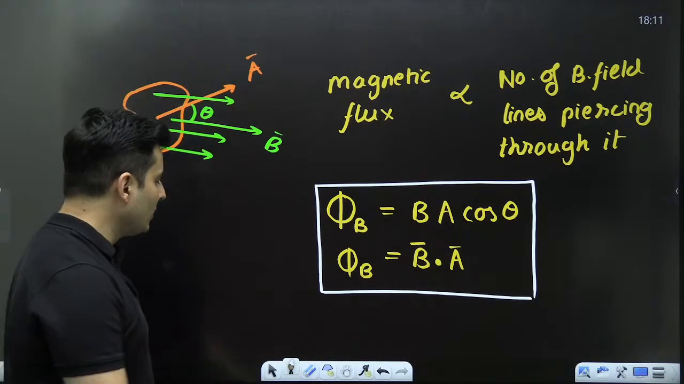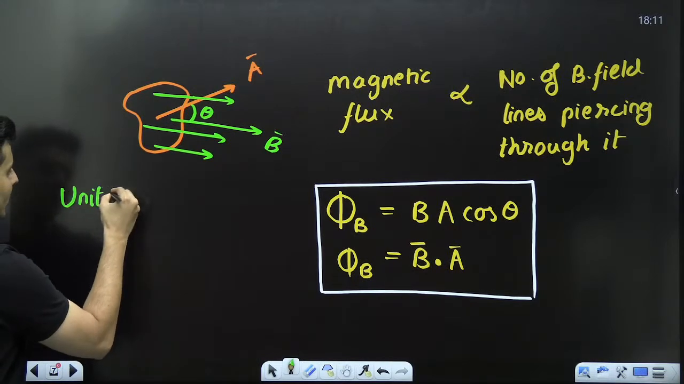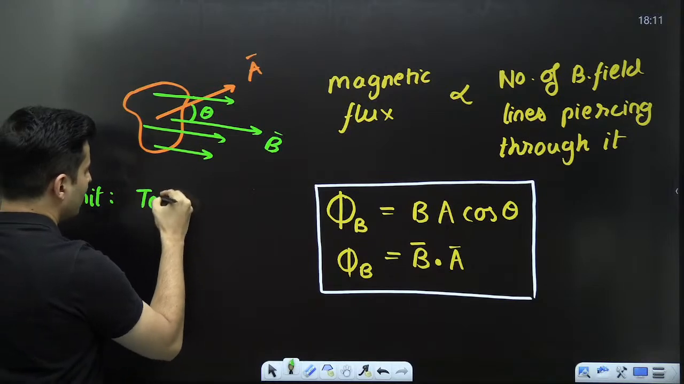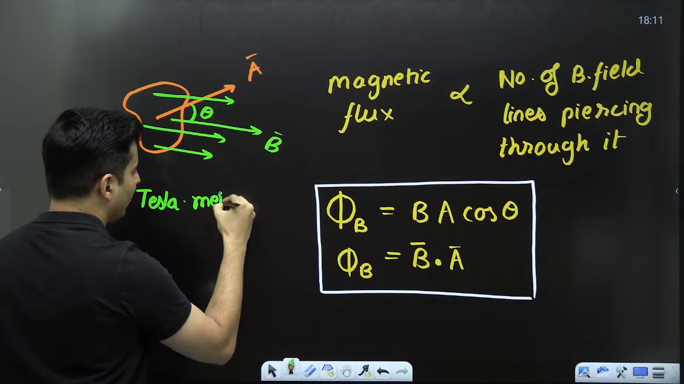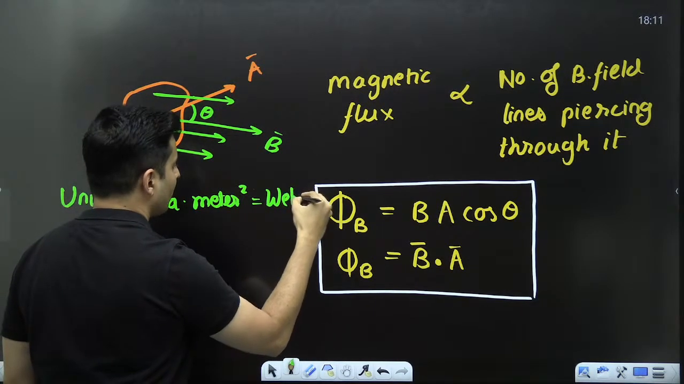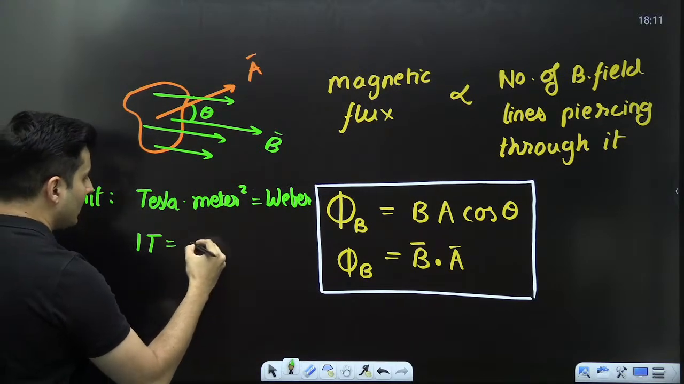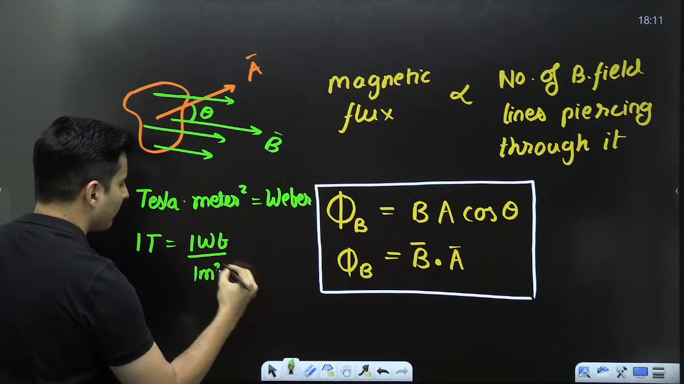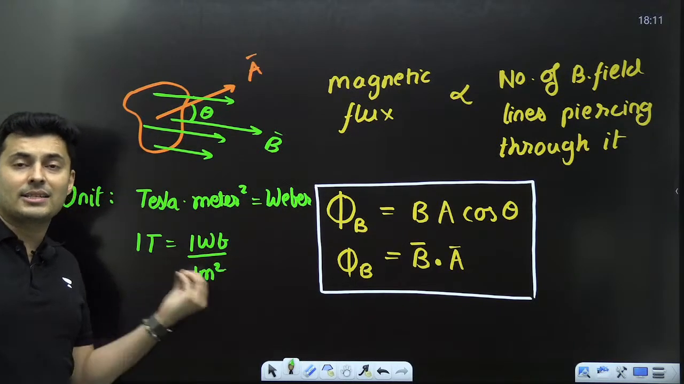Now, if you talk about the unit of magnetic flux, you can see field is in Tesla. Area is in meter square. That is called a Weber. So you can also see one Tesla is one Weber upon one meter square. So Tesla is Weber per meter square, or Weber is Tesla meter square.